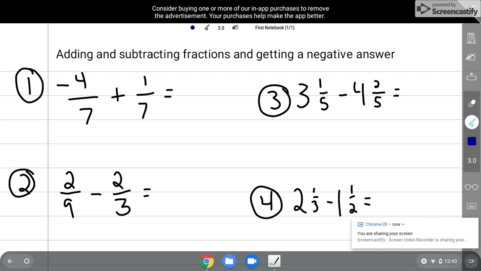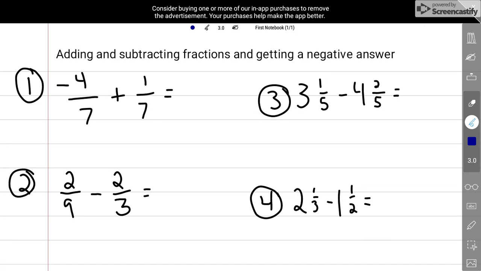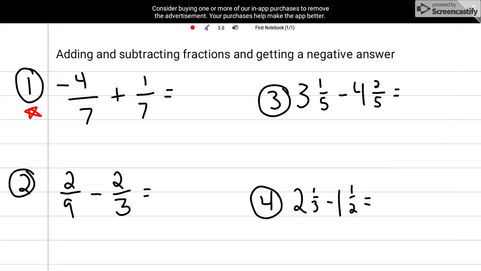So let's get rid of that on the screen there. Go away. There we go. So let's look at this first problem over here. I'm going to do the first problem in red. So I have -4/7 plus 1/7.